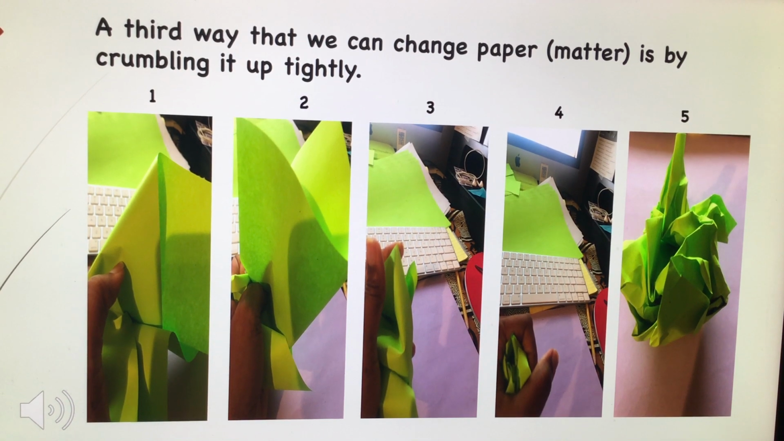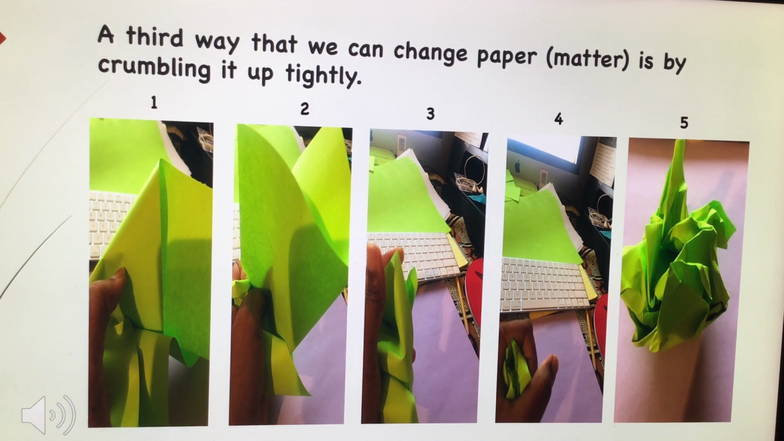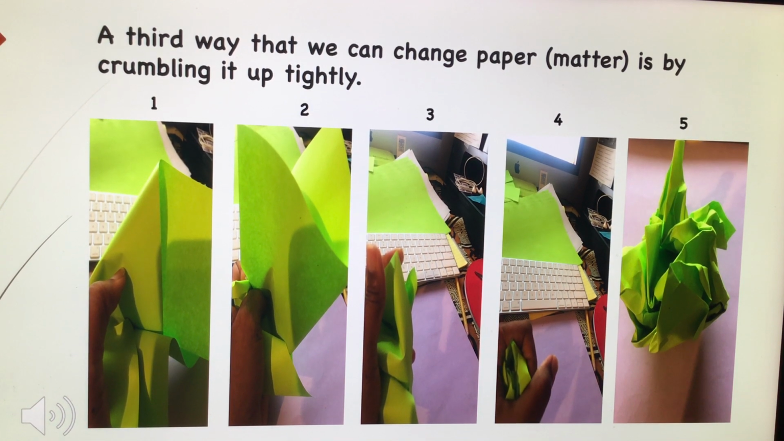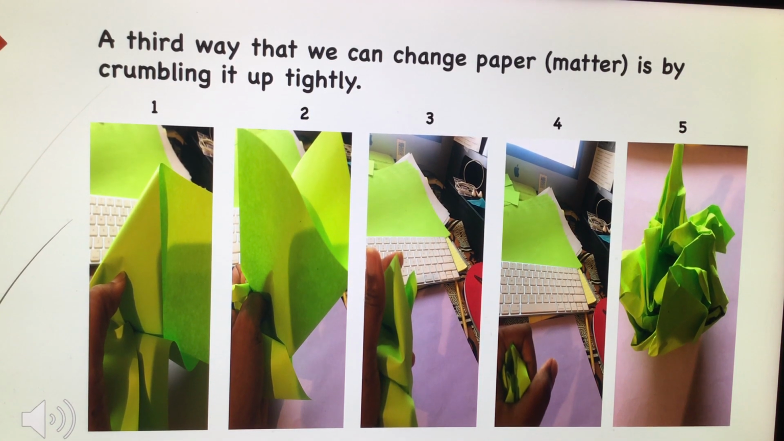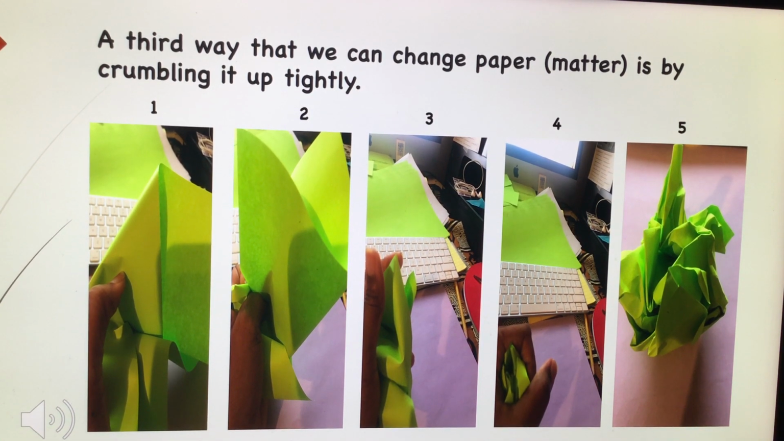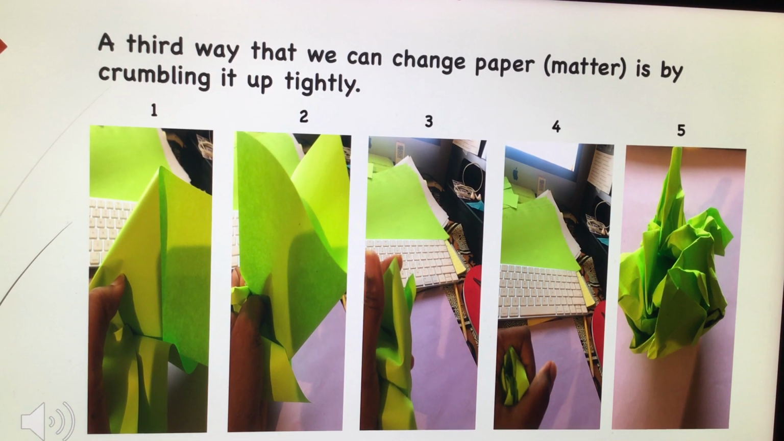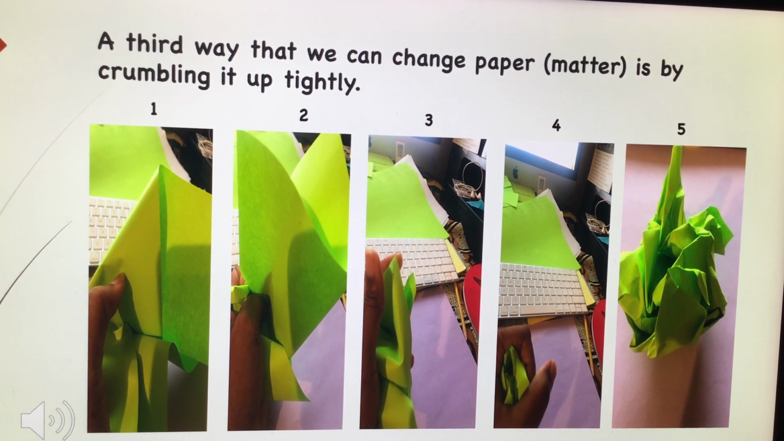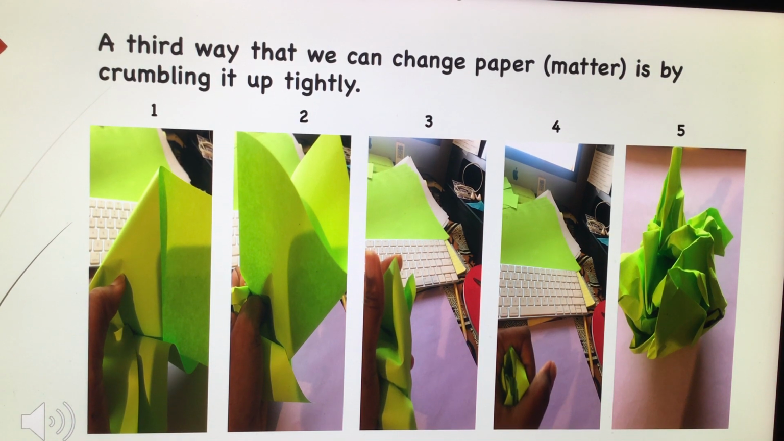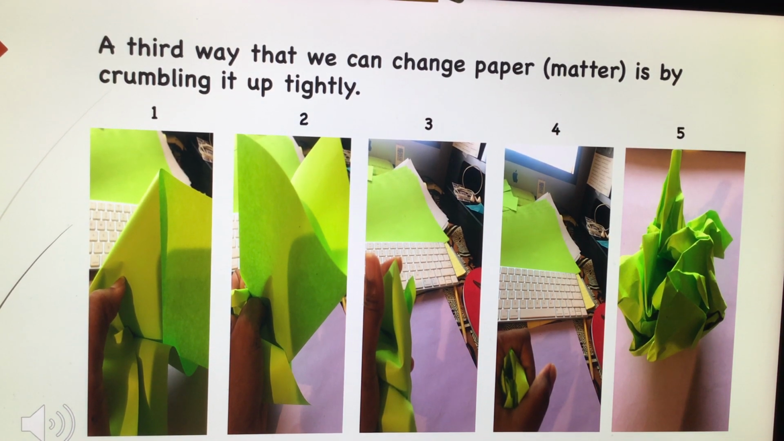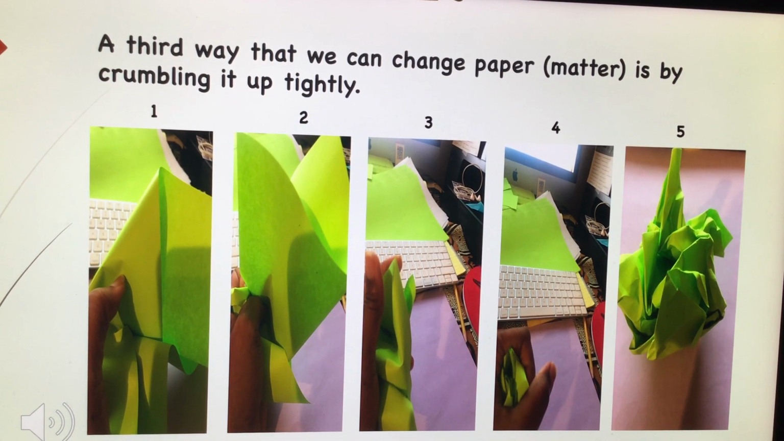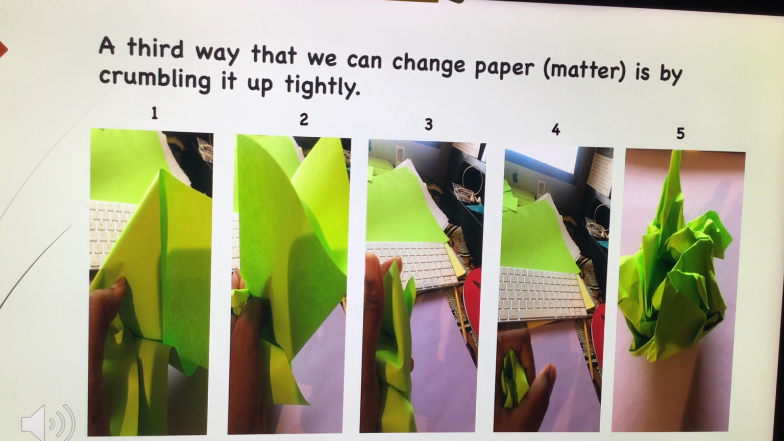Look at the first picture. I'm just folding it. But look at the second picture. I'm folding it a little tighter than the first picture. Look at the third picture. The third picture, it's practically disappearing. And by the fourth picture, I have crumpled it up tightly into my hand. And the fifth picture is what the piece of paper now looks like.